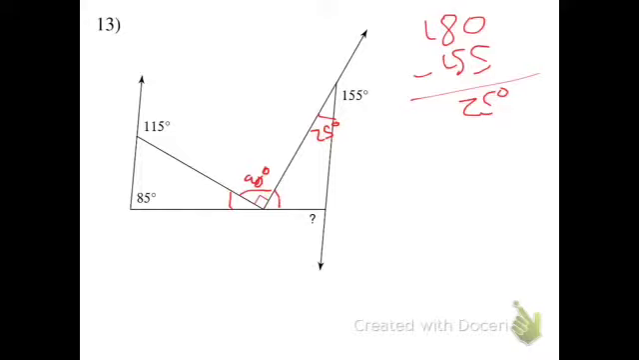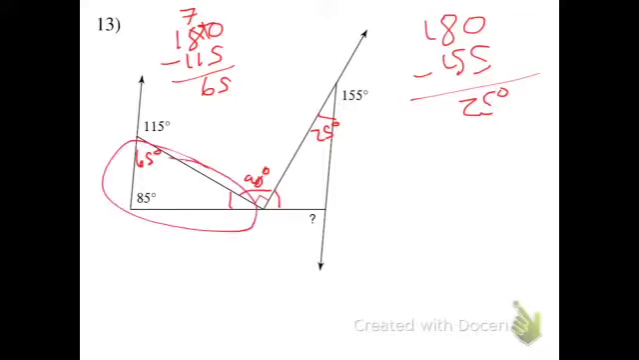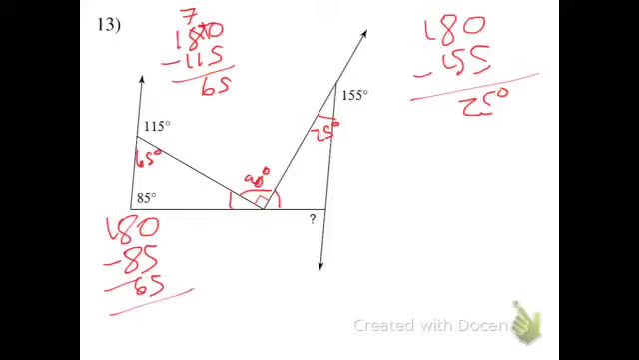Okay, and so I'm going to take 180 minus that 115 to get that other angle that's right next to it. And when I do that, I'm going to get 65. So this angle here is 65 degrees. These three angles have to add up to be 180. So I'm going to take 180 and minus 85 minus 65.